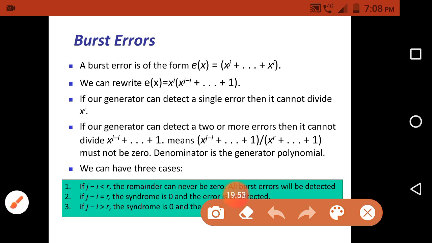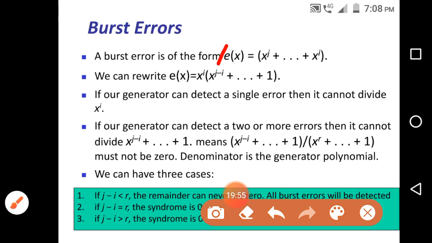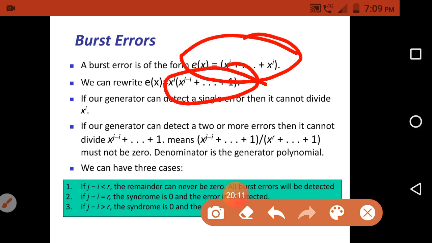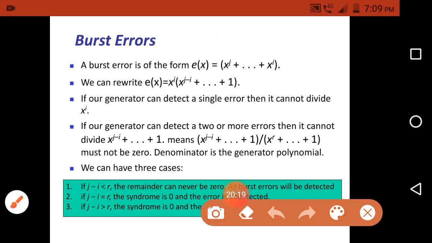Okay, so what we will get is x raised to j minus 1 plus the last term, that is 1, and the middle terms are present when there are more than two errors. Okay, so then this particular equation you can also write in this particular form, by taking the x of i out of that particular equation.